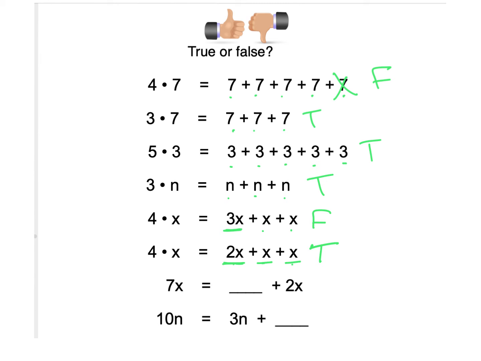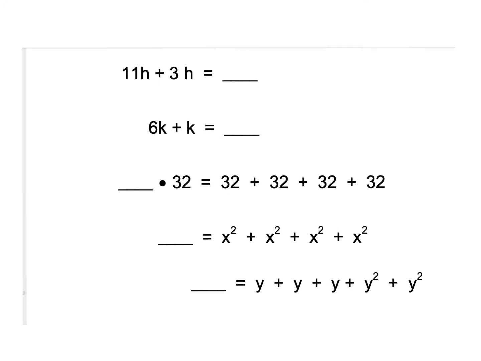Now we're going to fill in the blank. What would you put in the blank if you wanted 7x? I have 2 x's here. I need 5 x's. To get 10n, what would I add to 3n? I would add 7n. Few more.